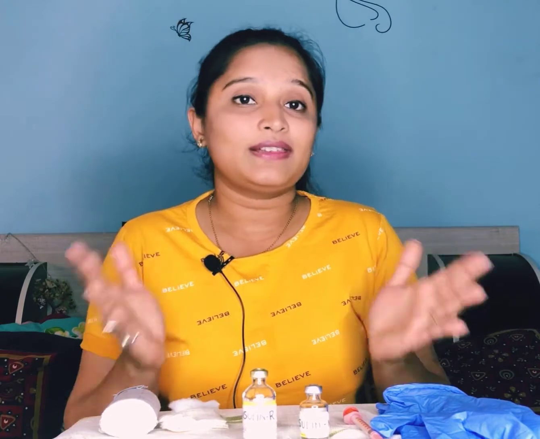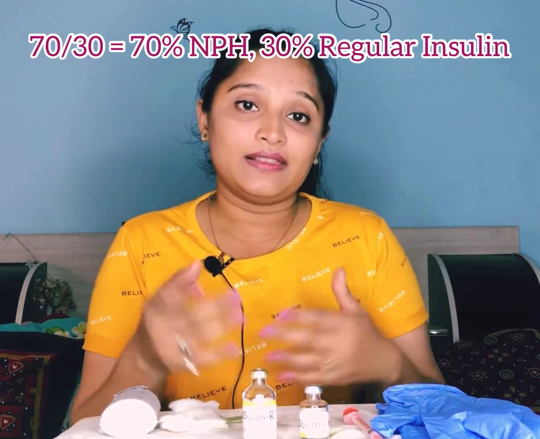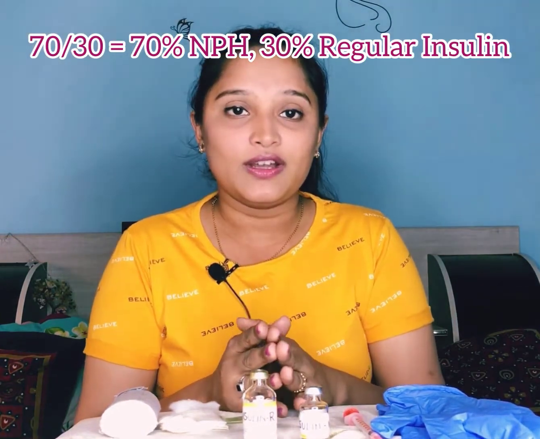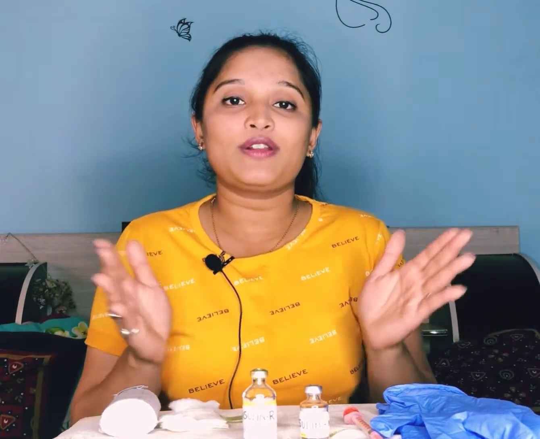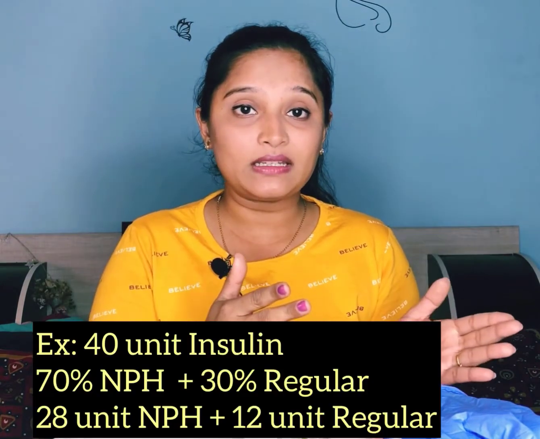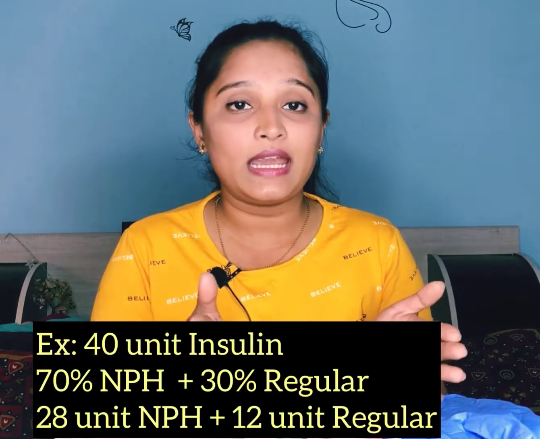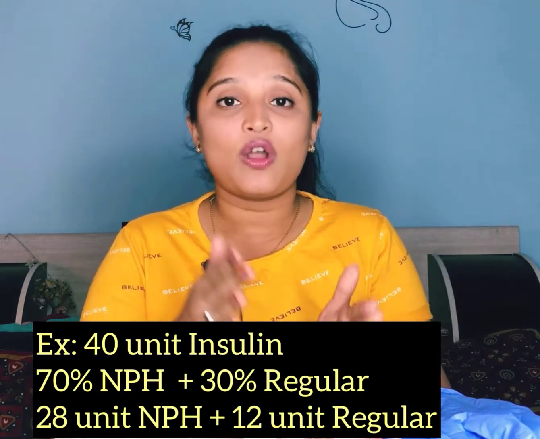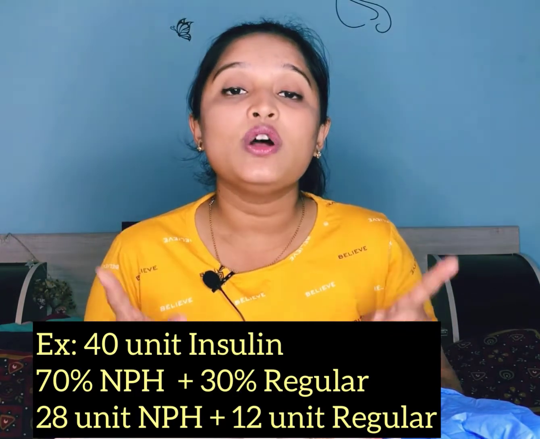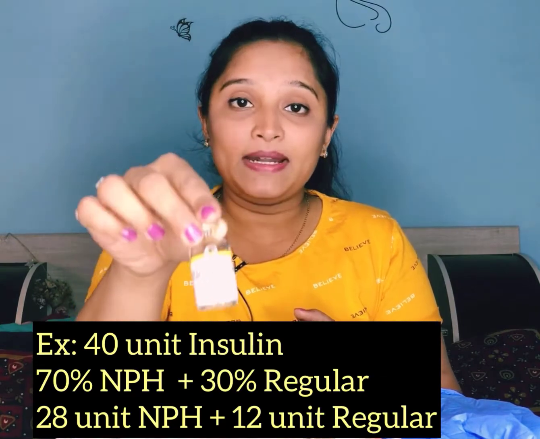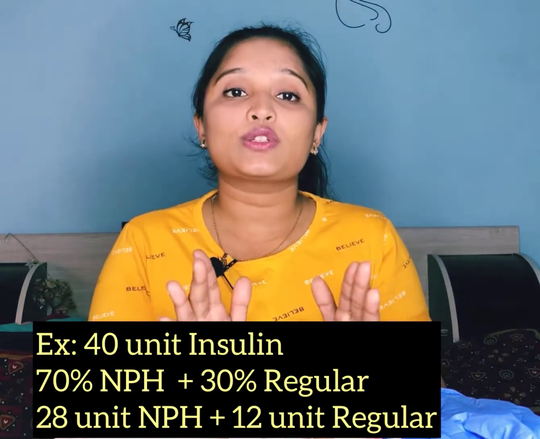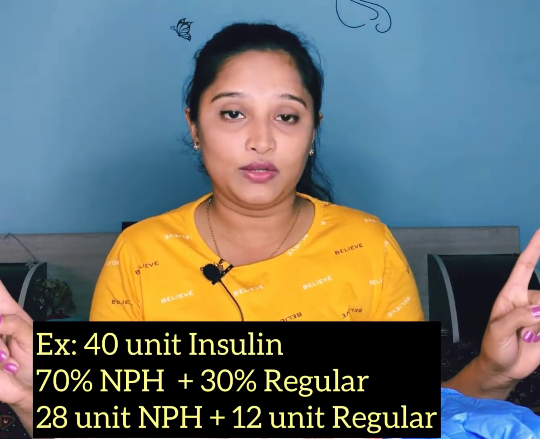Suppose it is 70/30%. As per the sliding scale, the smaller number indicates regular insulin and the bigger number indicates NPH insulin. Suppose we have to give 40 units of insulin. So 70% of 40 units is equal to 28 units of NPH insulin, and 30% is equal to 12 units of regular, rapid acting insulin. So 28 plus 12 units is equal to 40 units of insulin total we have to give.